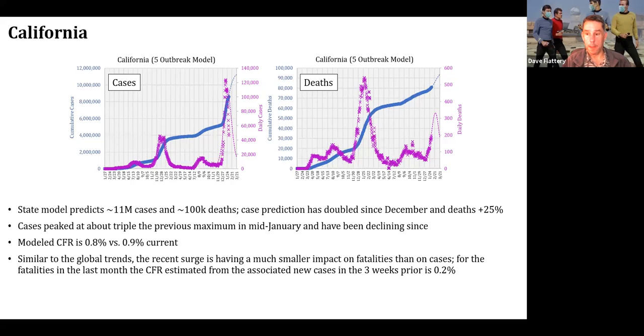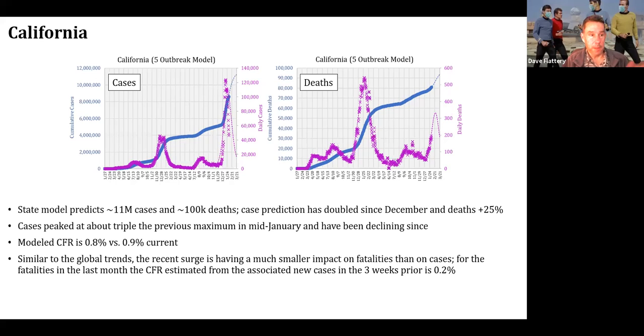If I look at the case fatality risk estimated for the fatalities we've had in the last month compared to how many cases we had with the 3-week offset. So accounting for that 3-week lag, not counting the cases in the last 3 weeks because those probably haven't turned into fatalities yet, and then starting 3 weeks before a month ago when I started counting fatalities, that number is only 0.2%, which is really dramatically lower than it has been.